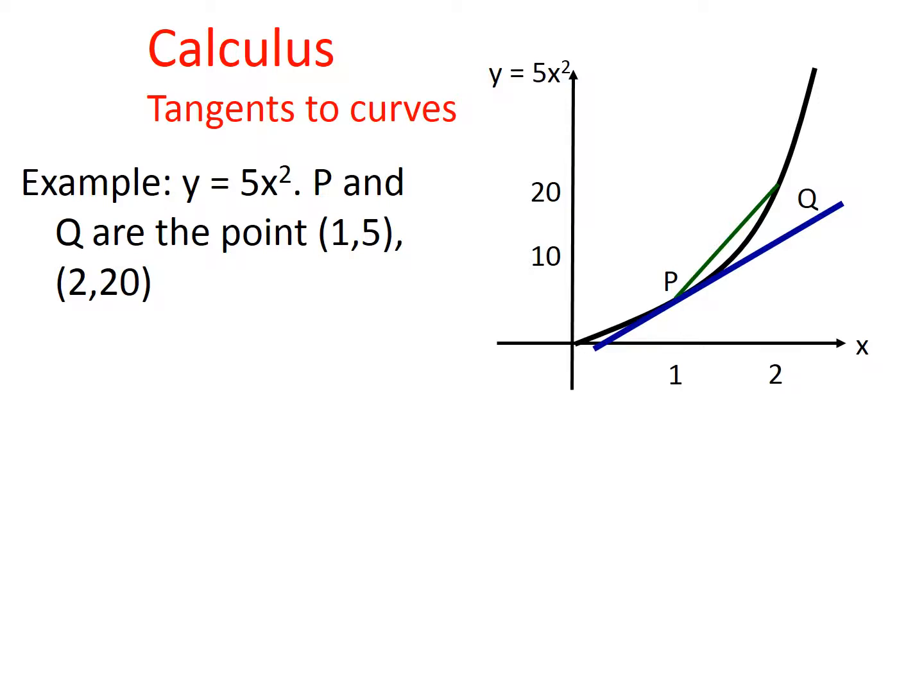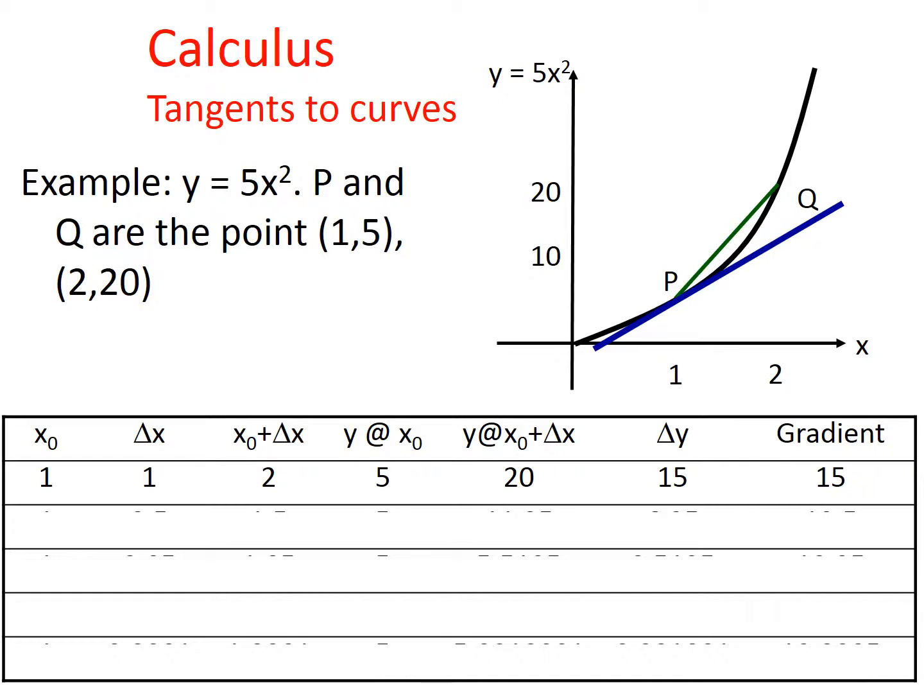So this is an example of this. This is a graph of y equals 5x squared. You can see the scale here is massively different from this scale here, so this is a really steep graph. If we wanted to work out the gradient between 1 and 5, which is here, and 220 up there, we would get a gradient of 15. So this would be our x0, and our delta x is 1, so up to 2 here.